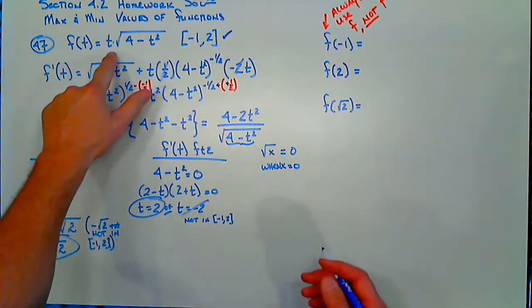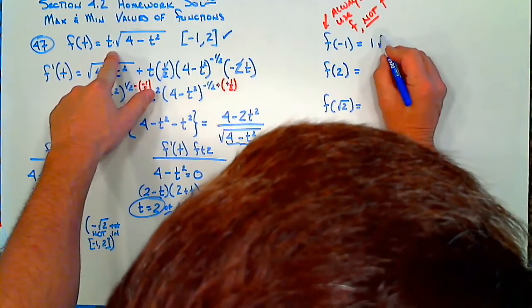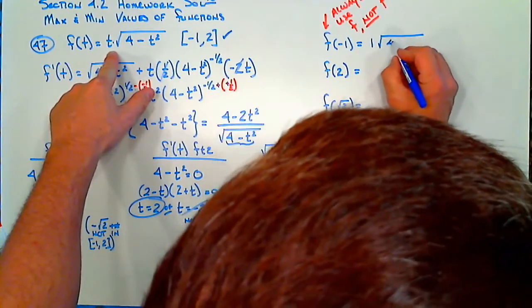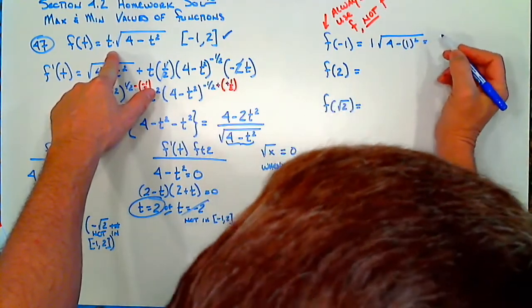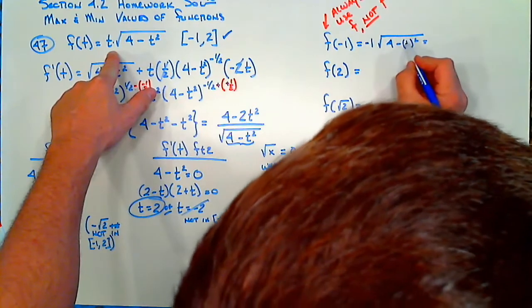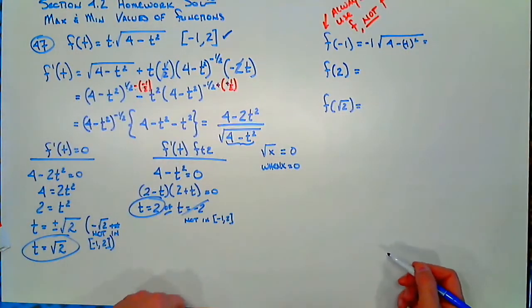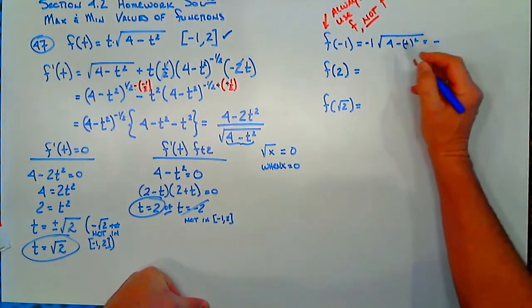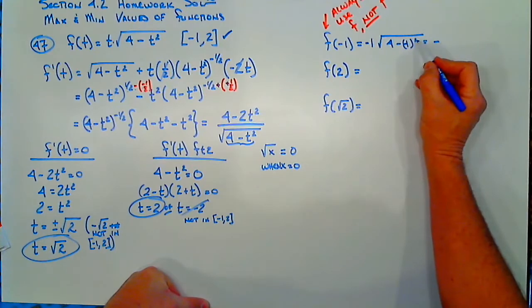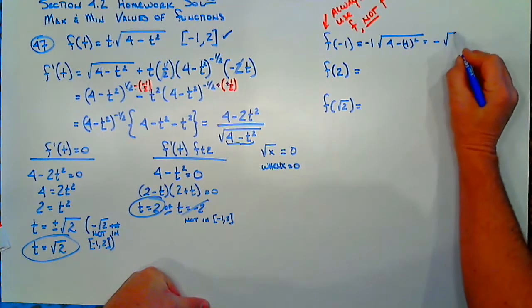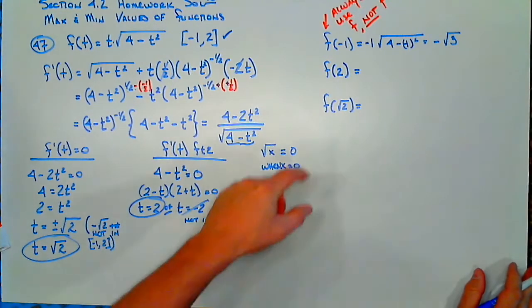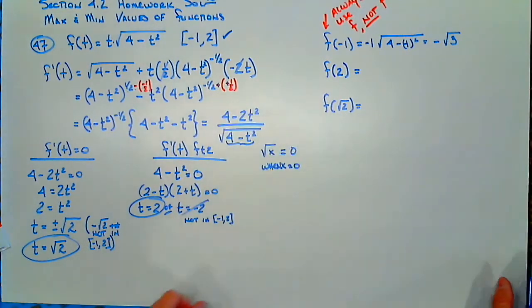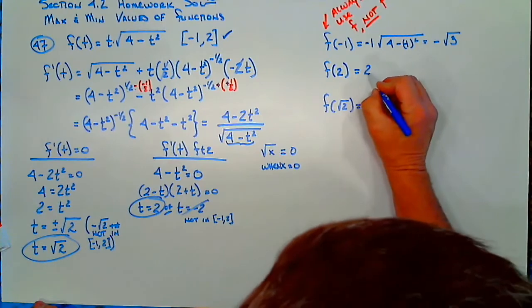So when I plug 1 in here, what do I get? Sorry, we're plugging in negative 1. And so when we plug in negative 1, what do we get? We get a negative here. This is negative 1 squared, that's 1. 4 minus 1 is 3, so we get minus square root of 3. Now, I don't know if that's an absolute max or an absolute min because I don't know what these values are going to be.